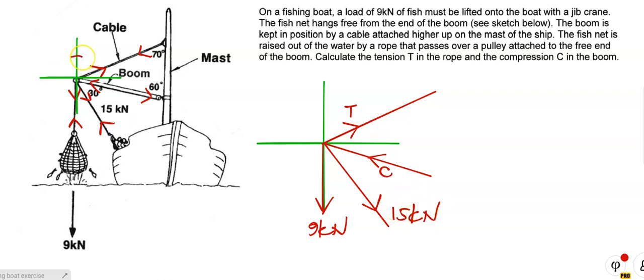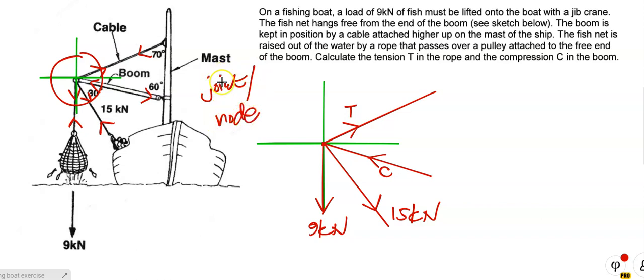I'm only considering what's happening around here. That's pulling away, pulling away, pulling away, pushing towards. Tension, tension, tension. Tension always pushes away from the joint. And that joint there is the center of the pulley. And compression always pushes toward the joint. We either call that a joint in structures, or we call it a node.